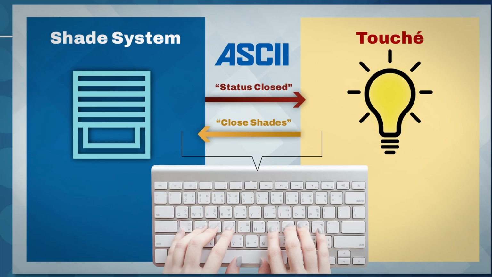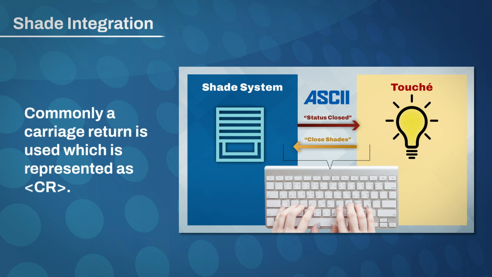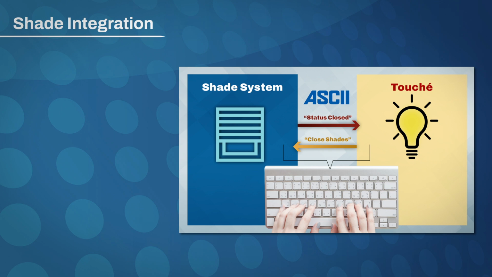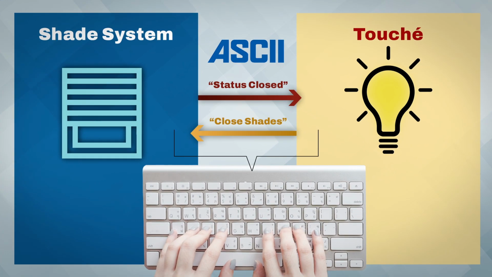Once the strings are created, they need to have a delimiter. The delimiter is used to tell the processor that the end of the string has been received and to process the data. Commonly, a carriage return is used, which is represented as the following. Adding the carriage return to our previous example would give us the words "shade down" carriage return. This means that the receiving device would process the words "shade down."